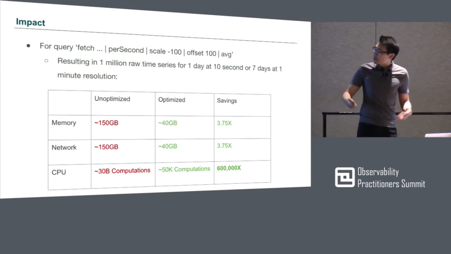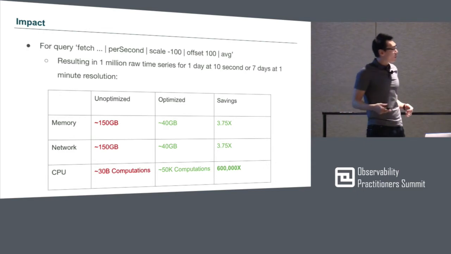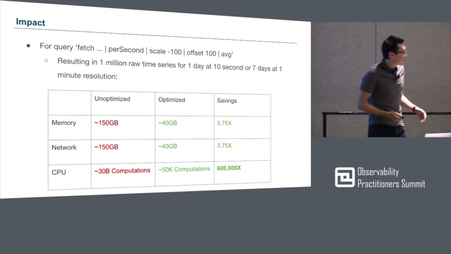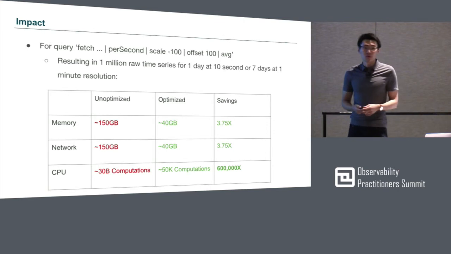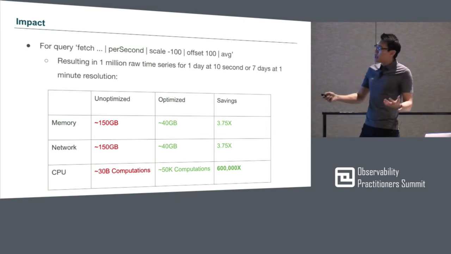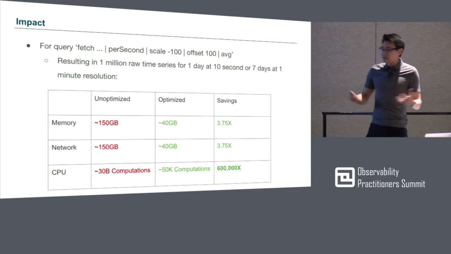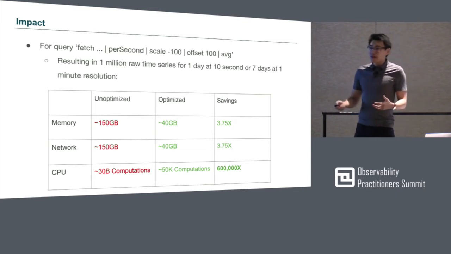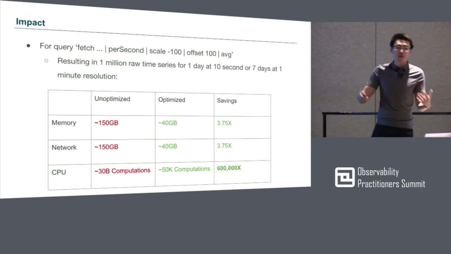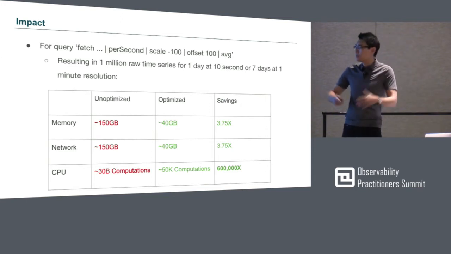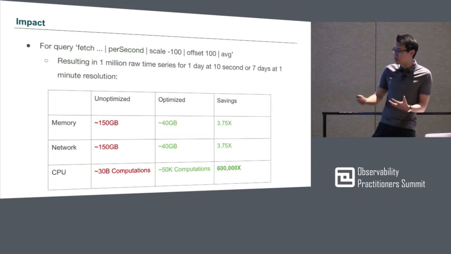So for 1,000,000 time series, for 1 day at 10-second resolution or 7 days at a 1-minute resolution, unoptimized, you're using 150 gigs of memory and network, and you're doing about 60 billion computations across all of those data points. In the optimized version, using the features that I just talked about, you can get that down to about 40 gigs because everything's compressed. It's not quite 13 to 14 in this example because we're fetching back 3 replicas, but if you didn't want to fetch back 3 replicas, you want to do eventual consistency, you can get that down to like 13, 14 gigs, which is pretty nice.